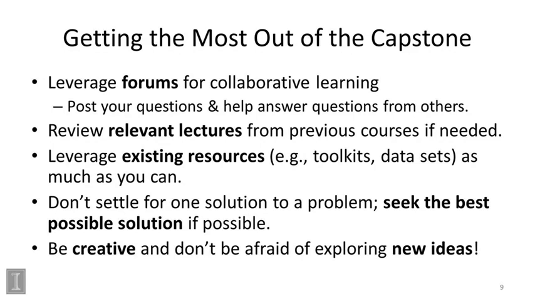The next suggestion is don't settle for one solution to a problem, and try to seek the best possible solution if possible. This is very important for solving a real-world problem, because the quality of your solution actually matters. So it's important to think about whether there are alternative ways to solve a problem and make a comparison, and then study different options to figure out which one works the best, or propose new ideas to try to improve them. And in one of our tasks, we actually would explicitly ask you to do that.